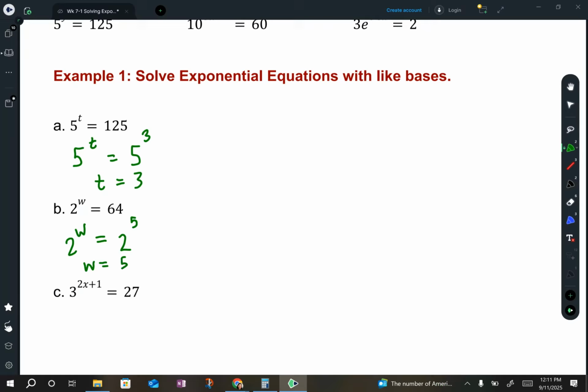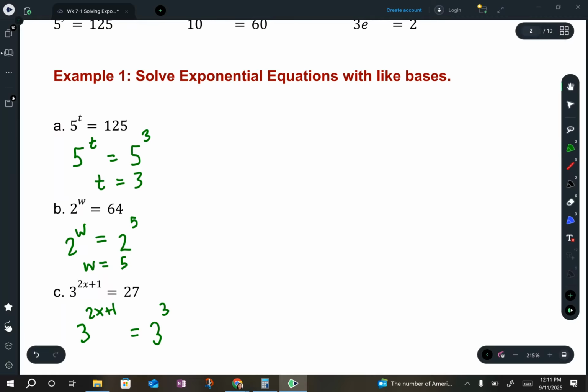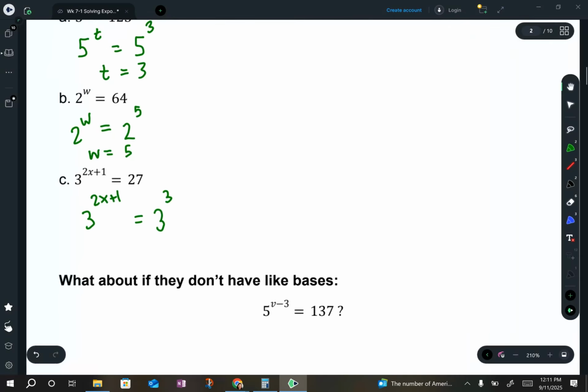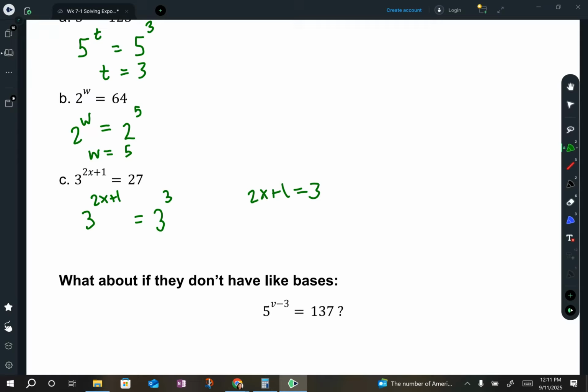And this last one is a little bit more complicated. We have 3 to the 2x plus 1, and we know 27 is a power of 3. It's 3 cubed. So this tells me that 2x plus 1 must be equal to 3, because those two exponents are the same, and we solve this for x. So subtract 1 from each side. That gives me 2x equals 2. Divide by 2, and I get x equals 1.